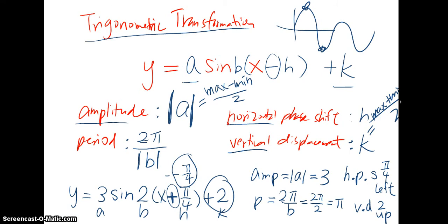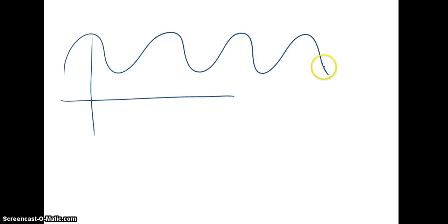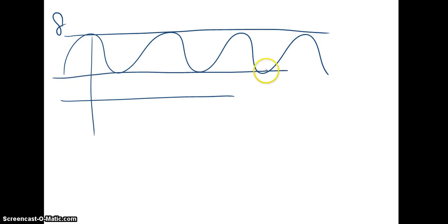And now I'll give you another example. Let's say I make a graph here. The maximum point is 8 and the minimum point is 2. All right? And then from top to top, let's say it spans pi over 3. Let's say that's the period. From top to top, that's the period. If I ask you to write the equation for this, let's find out the values.